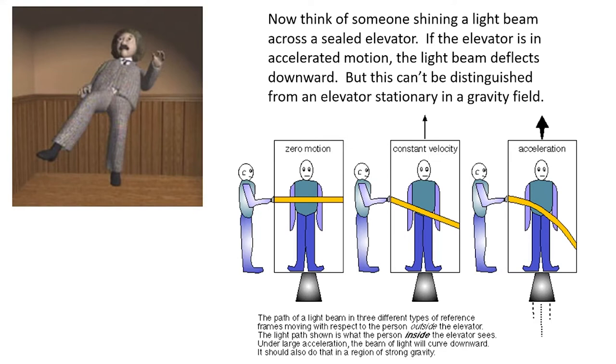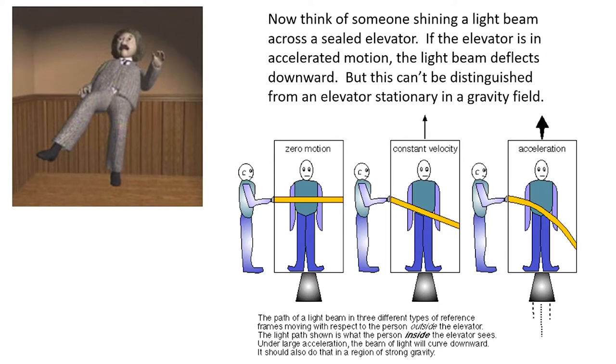If you shine a beam of light as an outside observer and the elevator is moving, the beam of light will hit a different part of the far wall, and so its path is curved as seen by the observer in the elevator. But we've just said that there's no difference between someone standing on the Earth's surface feeling their own gravity and an elevator, for example, or a rocket accelerating upwards at the same 9.8 meters per second per second. So logically, a person standing on the Earth's surface feeling their own gravity would see a deflecting light beam across the elevator. And that, in fact, is what happens.